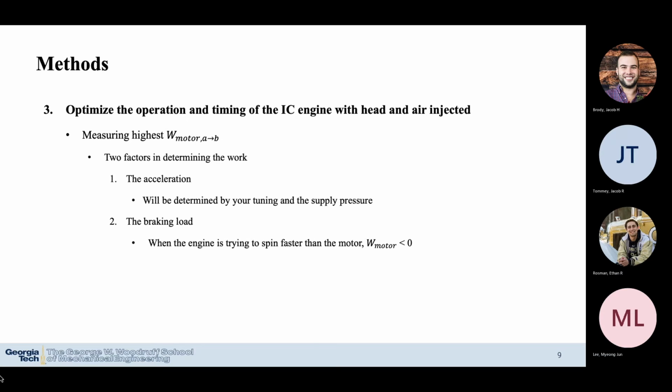numerical integration over the angular displacement. In order to optimize the operation and timing of the IC engine, the head is attached and the air is injected. The total work done by the engine can be calculated by applying the numerical integration of torque over angular displacement. Two factors that affect the work of the engine are acceleration and braking load. The acceleration will be determined by adjusting the timing of the air injection into the cylinder. The braking load is when the engine is trying to spin faster than the motor. To prevent this from happening, the engine's RPM will be set as low as possible.